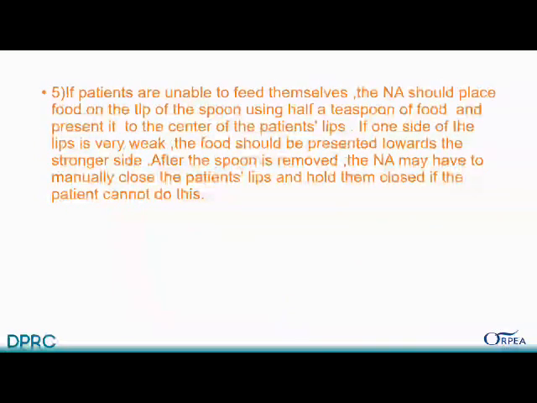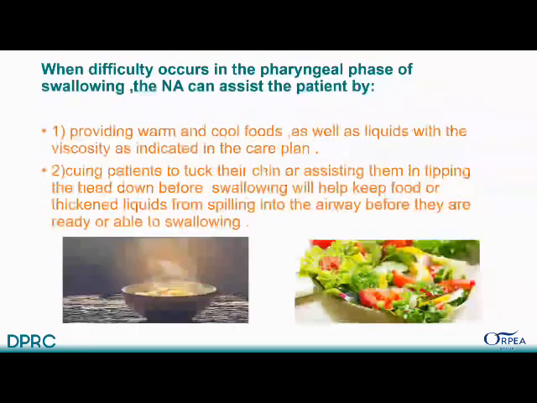If patients are unable to feed themselves, the nurse should place food on the tip of the spoon, using half a teaspoon of food, and present it to the center of the patient's lips. If one side of the lips is very weak, the food should be presented towards the stronger side. After the spoon is removed, the nurse may have to manually close the patient's lips and hold them closed if the patient cannot do this.